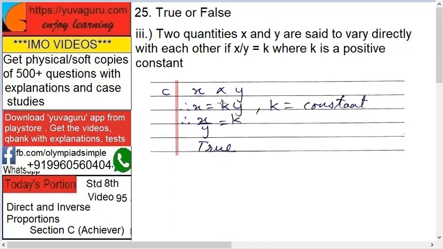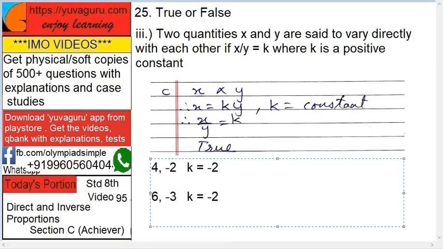Next, two quantities x and y are said to vary directly with each other if x upon y equals k, where k is a positive constant. So yes, that is right, because x is directly proportional to y, so x equals ky, so x upon y equals k. That's why it is true. Now only one catch in this: k is a positive constant.